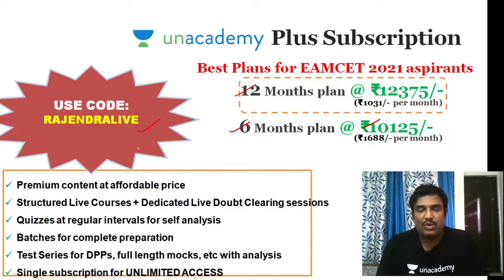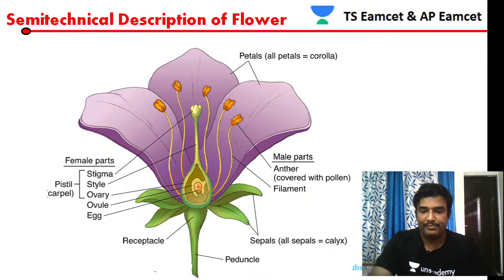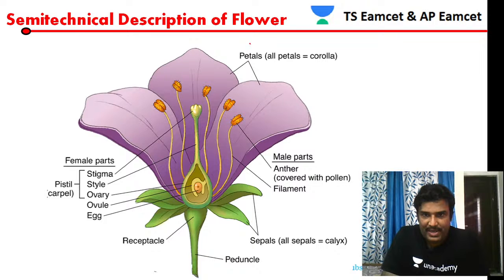Let us continue with today's topic, that is semi-technical description of the flower. Let us see some technical aspects and technical terms that are used in the description of the flower. So this is a typical flower, students. A typical flower has colorful petals, which you can see in this diagram. Petals are also called the corolla.